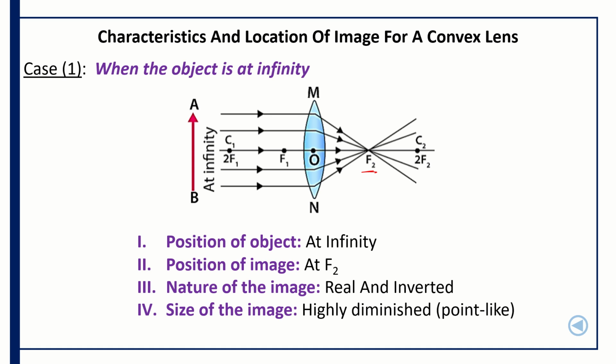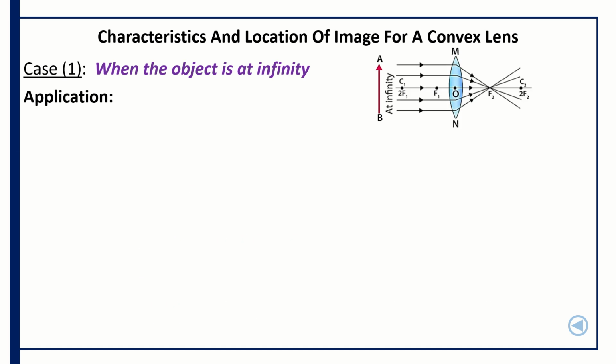So the size of the image is highly diminished. It is of point size. So it is meeting at one certain point, that is the principal focus F2 of the lens. So the image is highly diminished and it is of the size of a point, you can see. So this is the nature and the location of the image in case of a convex lens when the object is kept at infinity.